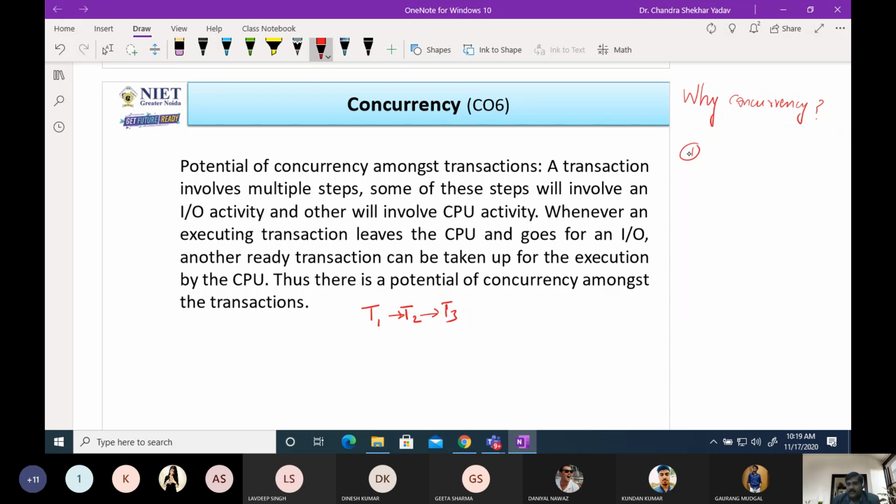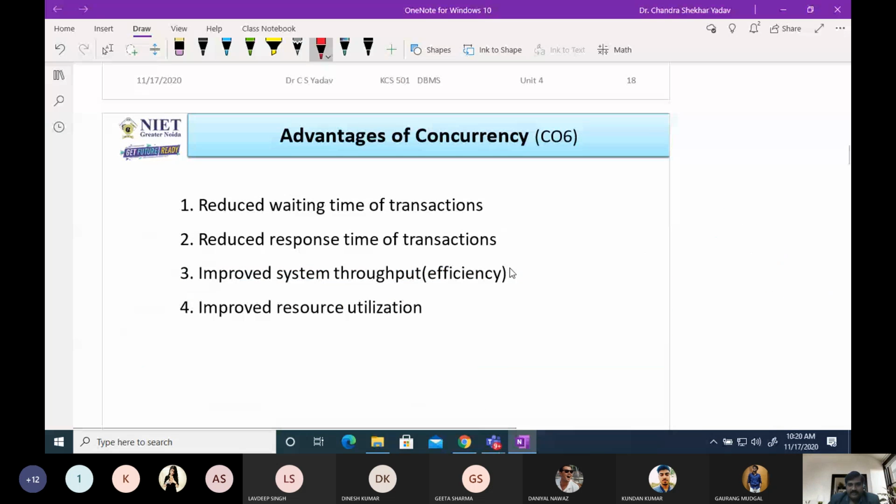First, for maximum utilization of resources, and second one is reduced average waiting time. So from the first, throughput of the system will be increased, and from the second point, response time of the transactions will be reduced. These are the main two advantages.